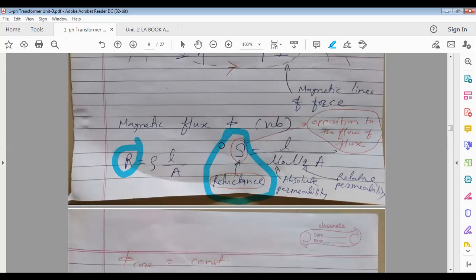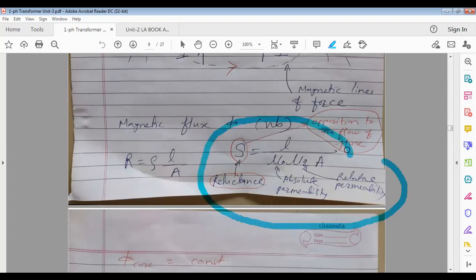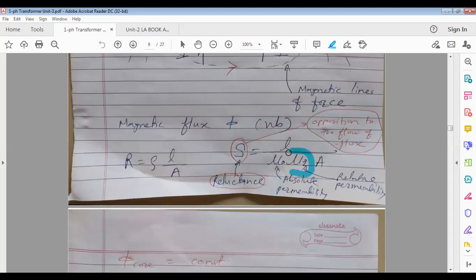Why am I comparing? Because it becomes easy for you to understand. Resistance, capital R, is the opposition to the flow of current by metal. Similarly, capital S is the opposition to the flow of flux by magnetic materials like silicon steel, cast iron, cast steel. Now this reluctance, all of you can see the formula: L divided by mu 0 mu R A, where mu 0 and mu R are absolute permeability and relative permeability. So the opposition offered by magnetic material to the flow of flux is inversely proportional to relative permeability.